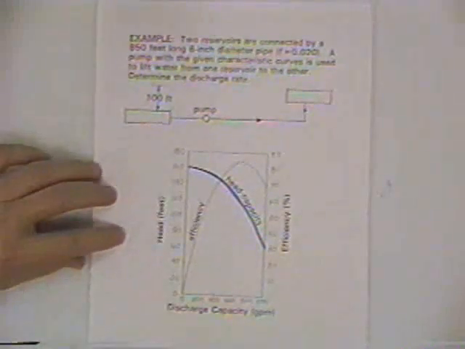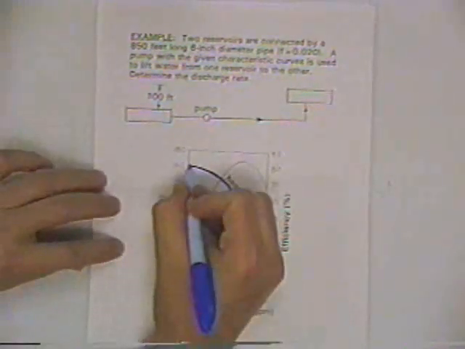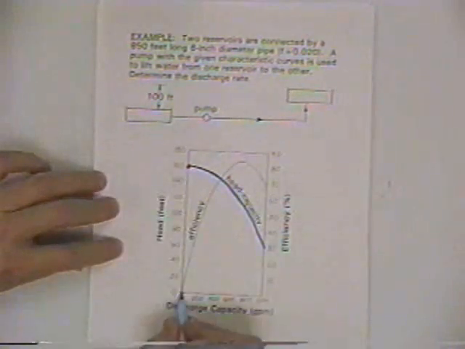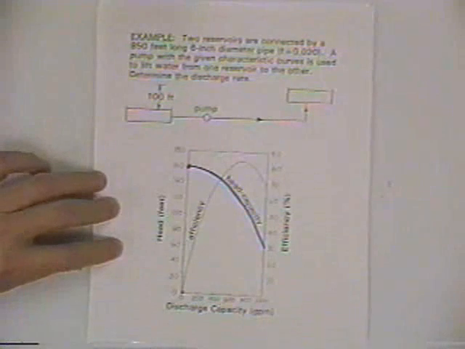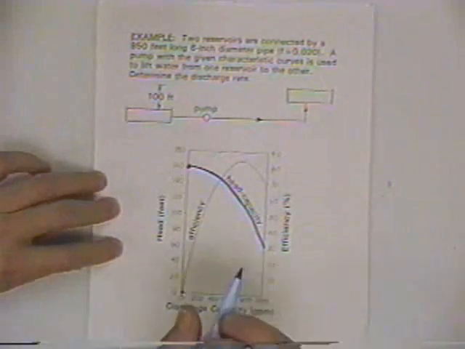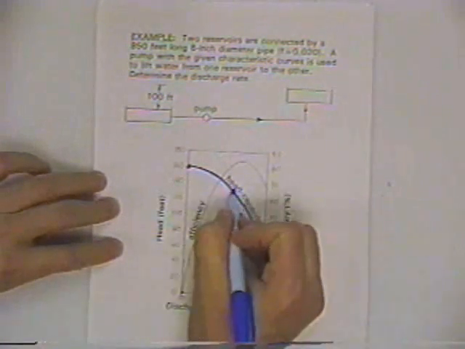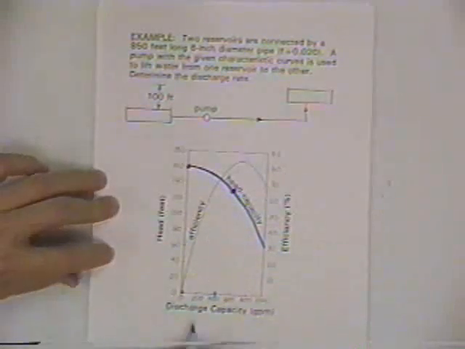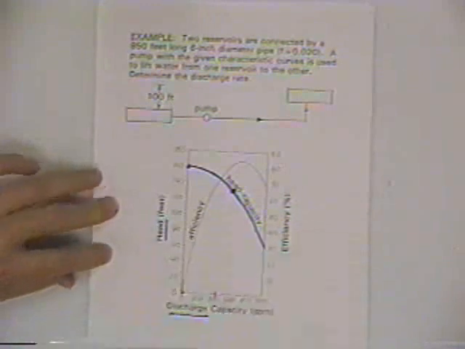And it says for this given pump, if this pump has to overcome 160 feet of head in this example, the discharge rate's 0. That's it. But if there's not so much head, if the head decreases, it can pump greater discharge rates. So we're looking at discharge versus head.